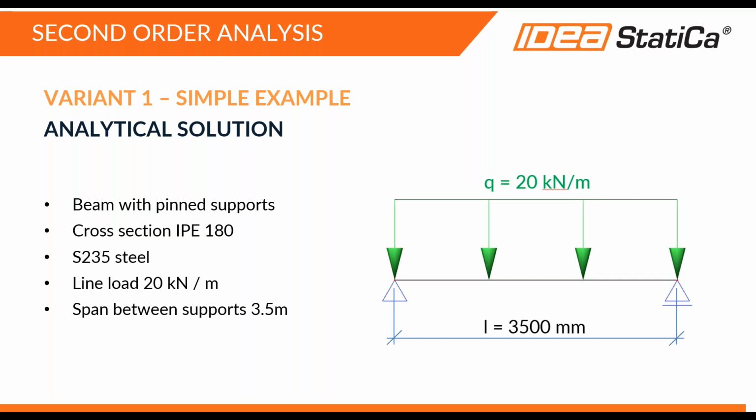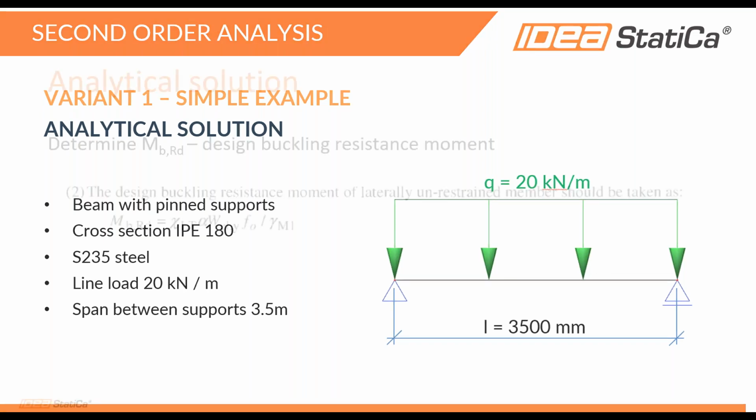We will be comparing the most simple case, probably: a simple beam with pinned supports, hinges on both sides, linear load, IB cross-section, 235 steel. The span is 3.5 meters. Okay, so this is probably the most simple scenario we can have.